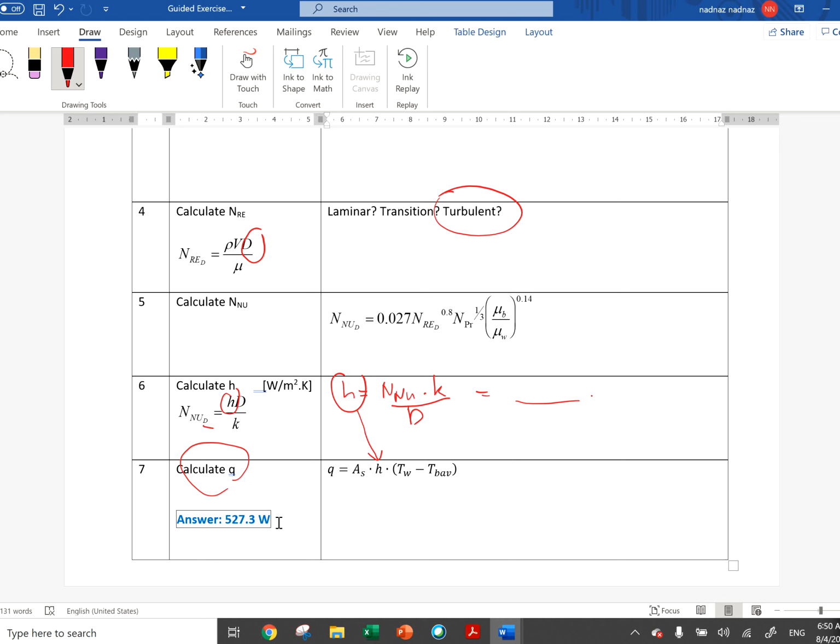I hope that you can complete this guided exercise 2.3a and post your answer in e-learning. If you obtain the same answer as mine, that means you are on the right track. Good luck, and post your answer in the e-learning. I will continue in the next video with the next guided exercise and next activity. Thank you.